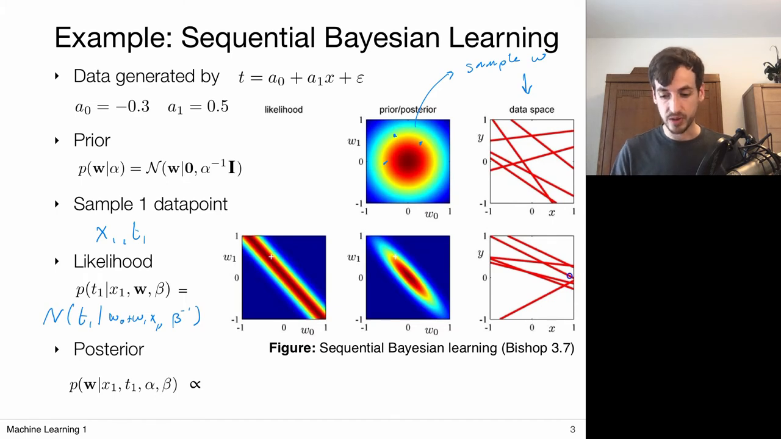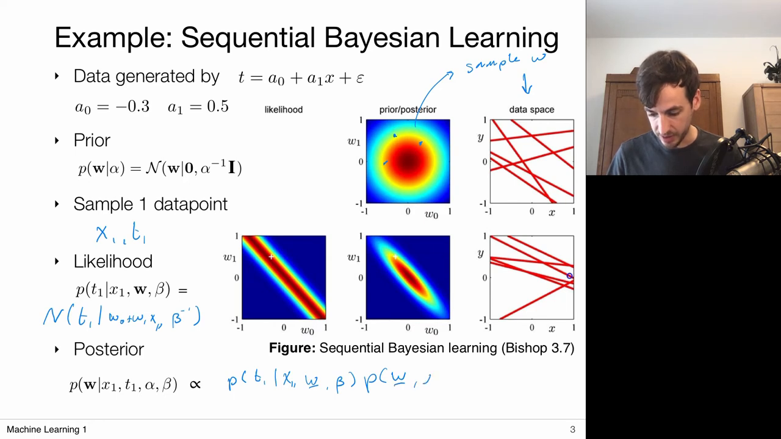And now my data point is fixed, and I can evaluate this for all possible w values. And that's what you see over here. The w values that really give a high likelihood of observing this data point are given in red. Then I know from Bayes' rule that the posterior is proportional to the product of the likelihood of t1 given my x1 and my model parameters and hyperparameter beta, times the prior, my prior knowledge for w that I had so far. Visually this means that I have the prior, which I'm going to multiply with the likelihood, and this gives me the updated posterior.